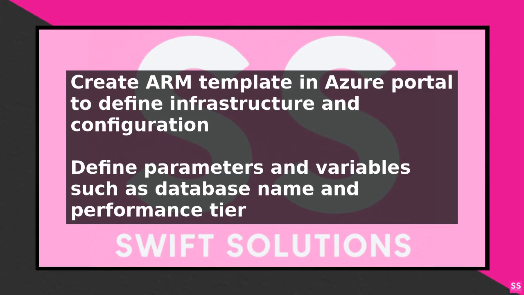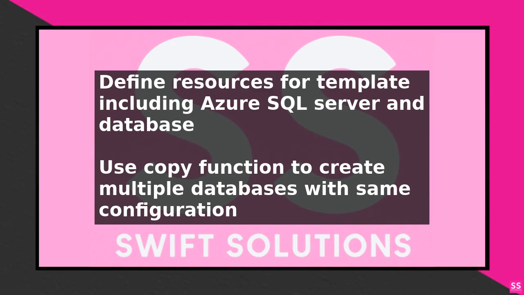Next, define the parameters for your template, such as the database name, server name, and performance tier. You can also define the variables for your template, such as the location and the edition of the database. After defining the parameters and variables, you need to define the resources for your template. This includes the Azure SQL Server and the database.